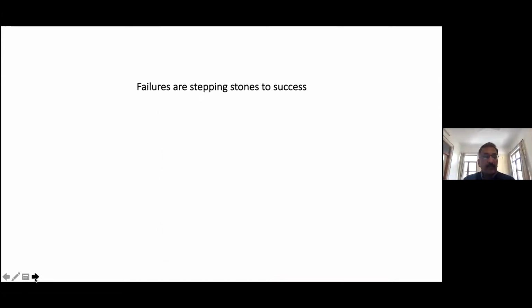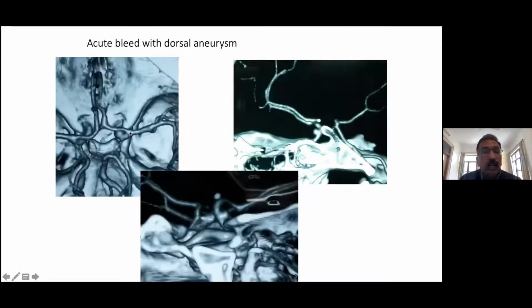Now we've had some failures also. The last part is failures. You see this proximal ICA segment aneurysm. So this is a dorsally directed aneurysm, which was like a button.